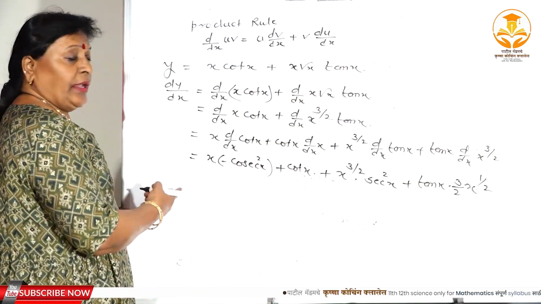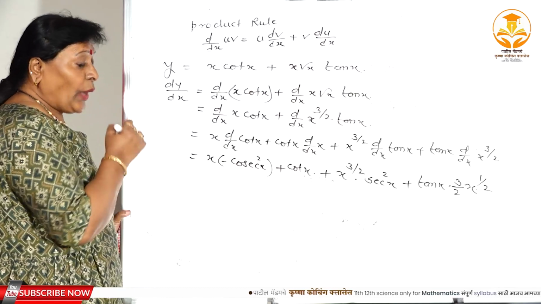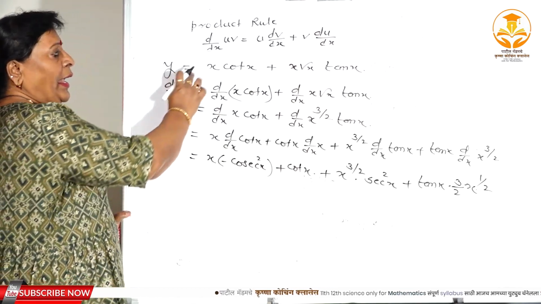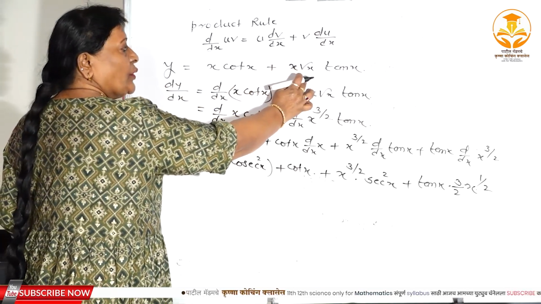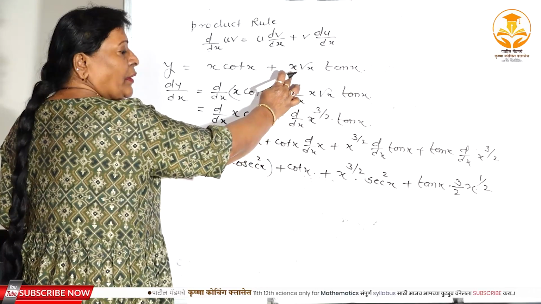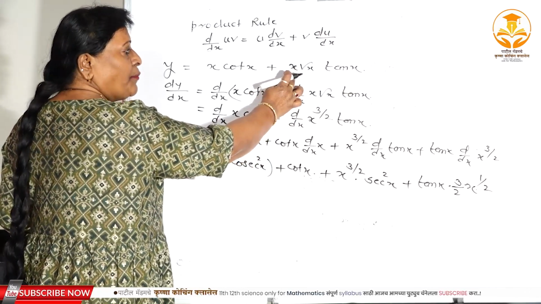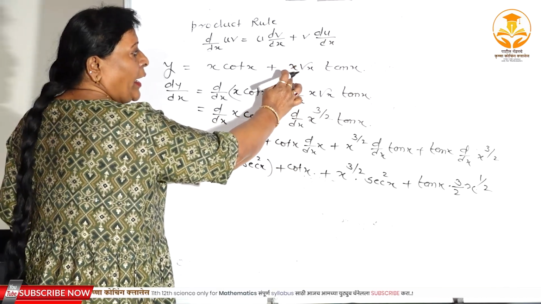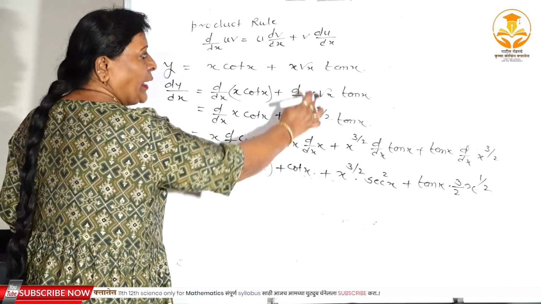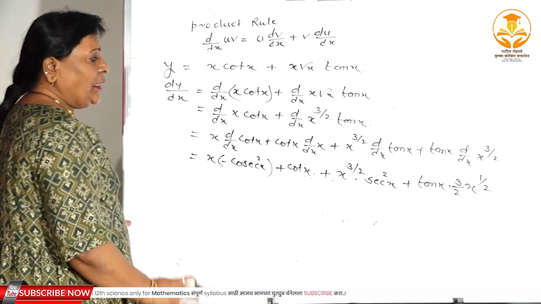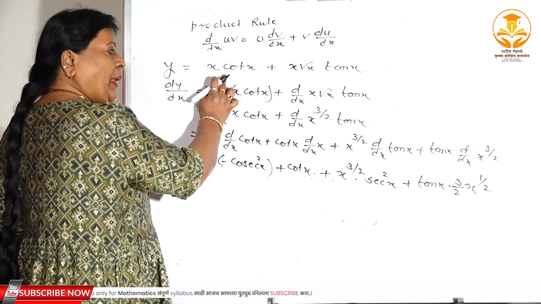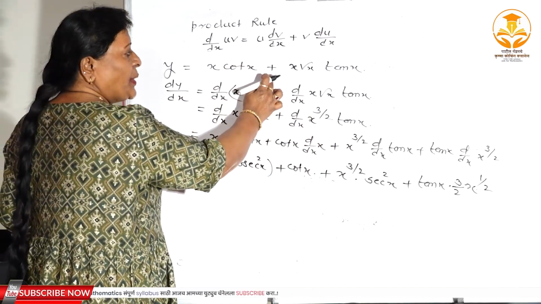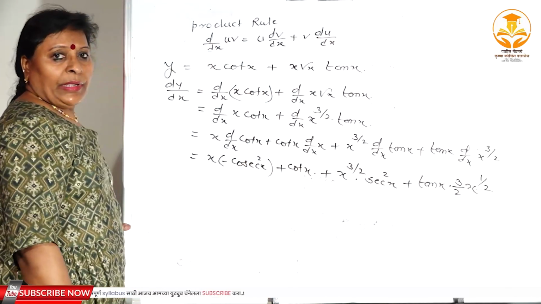Right? In this way you have to apply the product rule. Right? X cot x plus x root x into tan x. This you have to convert in the form of a power. First you have to write x to the power 3 by 2, and into tan x, isn't it? So here you have to apply the multiplication rule, again give the plus sign, and again apply the multiplication rule.